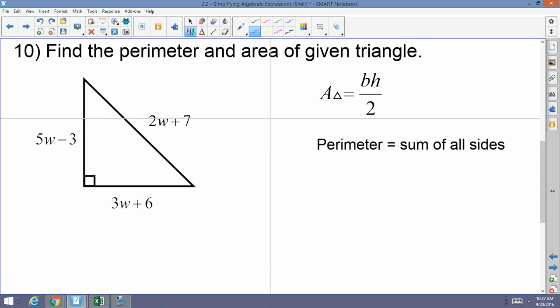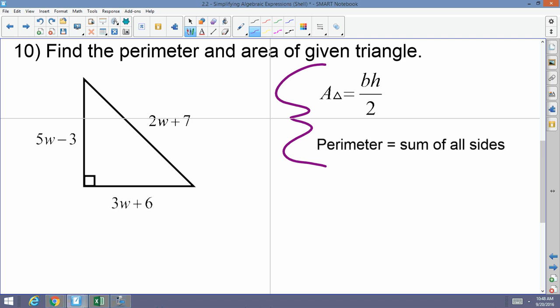Okay, number 10. Find the perimeter and area of the given triangle. I went ahead and was nice. You guys already took geometry. You should know these things, but it's right here. The area of a triangle is base times height divided by 2, or length times width divided by 2. Sometimes people say it as base times height times a half. It's the same thing.